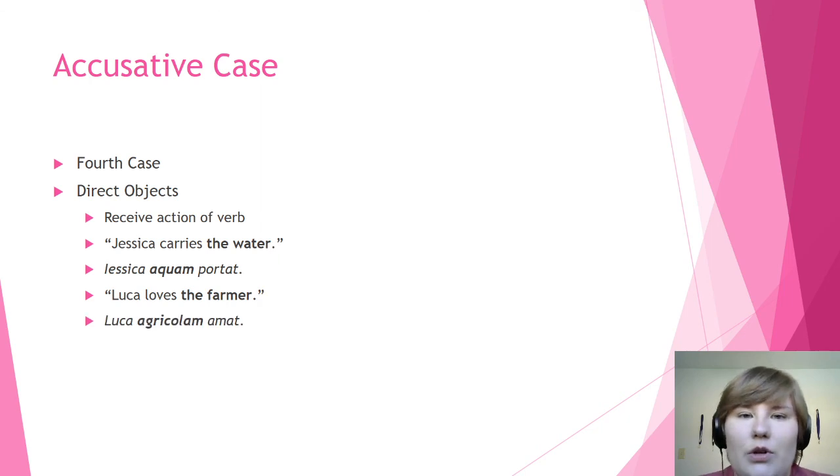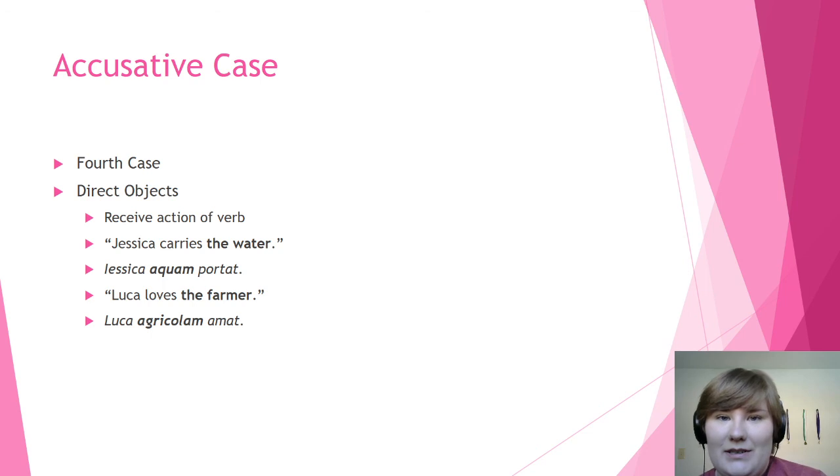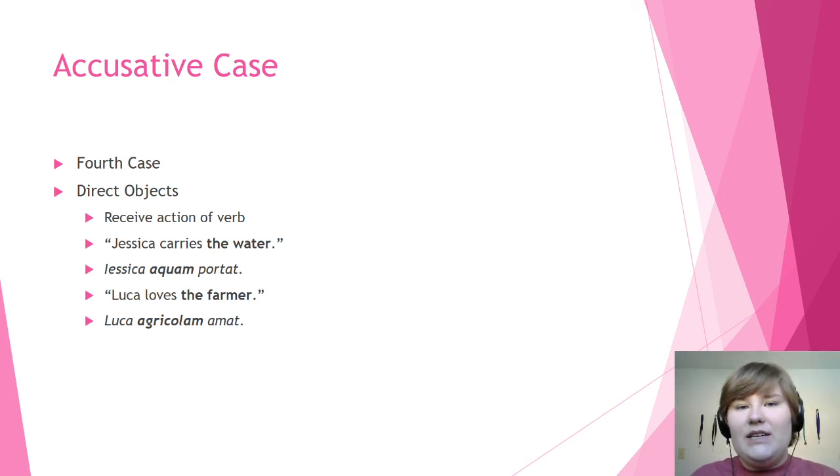In Latin, Luca agricolam amat. Again, Luca ends with that A, that nominative case singular marker that we're going to learn next time when we talk about first declension nouns. Agricolam ends in that M again. It's another accusative case singular noun.